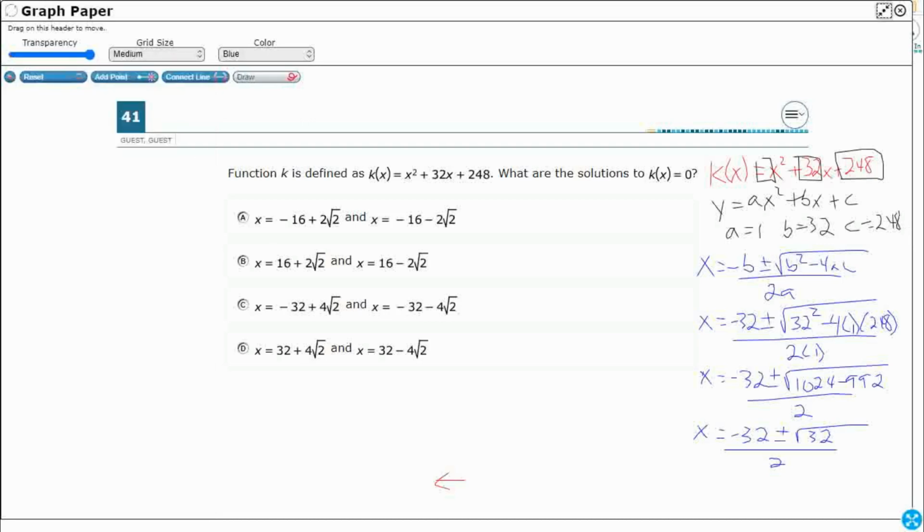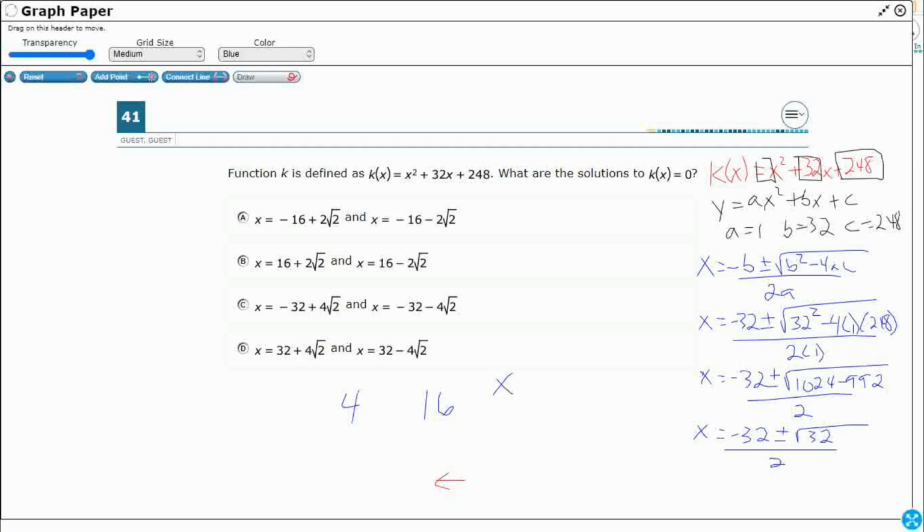Now, the question is can we factor anything out of that square root of 32, right? So we're thinking of our perfect squares, right? We can get a 4 out of there, right? Can't get a 9, but we can also get a 16. Okay, so this is how we need to think about this.